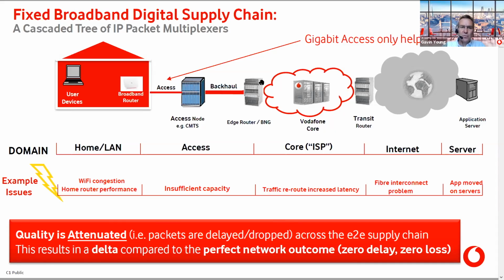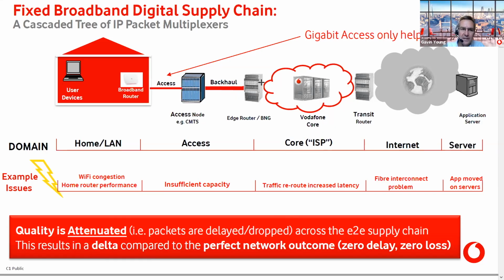But those packets don't appear instantaneously, and they don't always all get there. So this quality attenuation measurement we'll talk about is sometimes called delta Q. It's the delta, the gap between perfection, 0 delay and 0 loss, and the reality of finite delay and finite loss. So you start off with perfect quality, but then as the packets go towards the customer and are consumed, there is a degradation from that. And that can be caused by a variety of things, whether it's Wi-Fi issues, congestion, the broadband router performance, capacity issues, rerouting, fiber problems. Applications moving around servers can change delays and things as well.